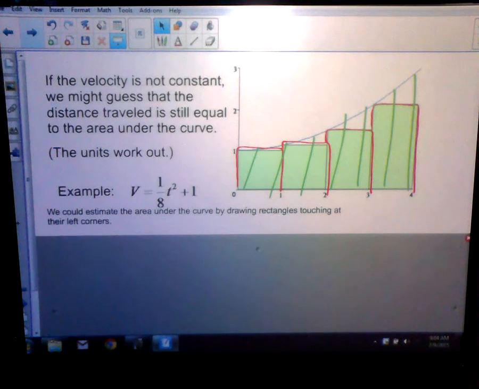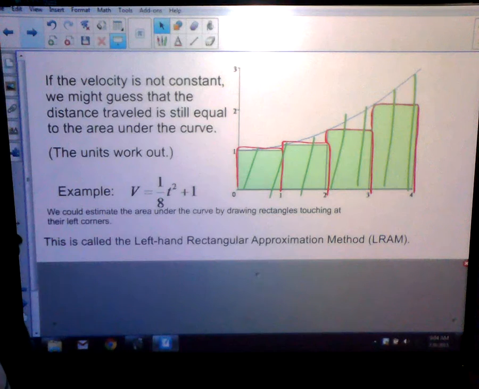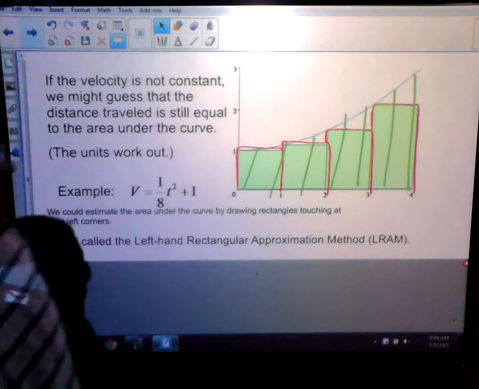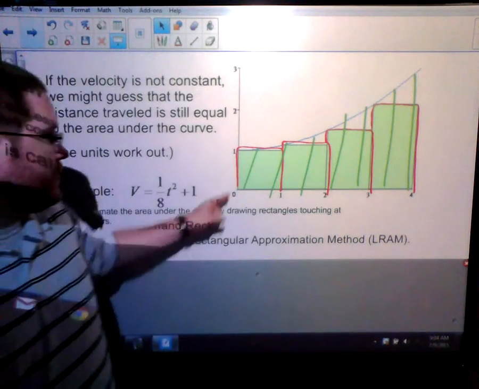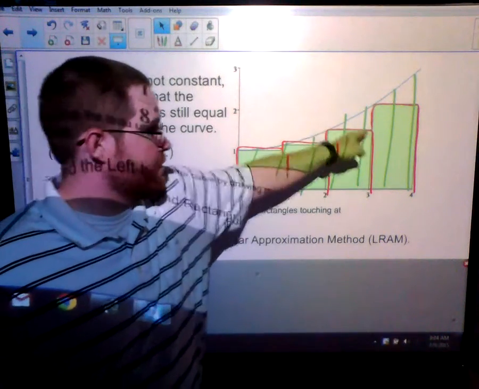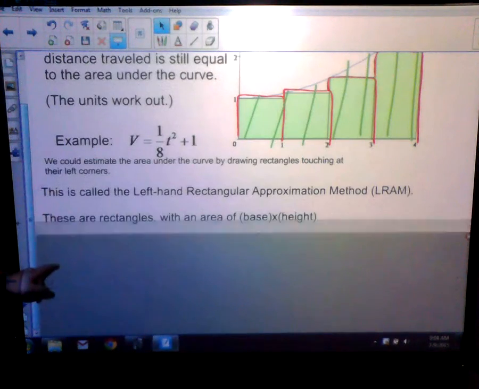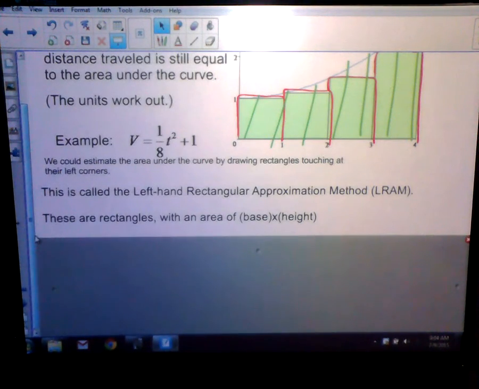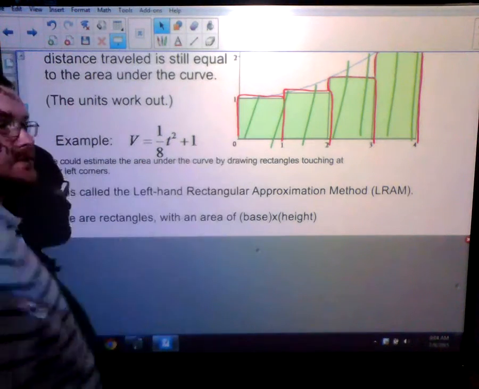So, how would I do this? Well, first of all, this is called left-hand rectangular approximation method, or I'll call it LRAM from now on. Why is it LRAM? Well, I'm using rectangles to approximate, so that's the RAM part, and the left sides are touching, so it's LRAM. These are rectangles, and the area of a rectangle is its base times its height.